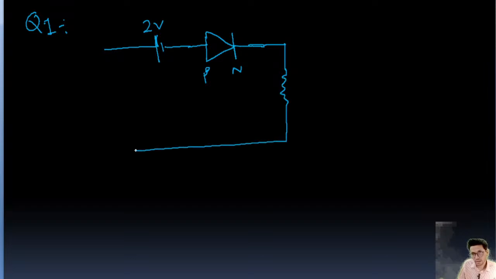This is the voltage, 2 volt. Okay, this is a 2 volt battery, and then we have a diode. This is the P part and this is the N part. This is negative, this is the positive part, right? And then we have a resistance, and because this is negative, this part is going to be negative. Okay, so this is the circuit, guys, we have. This resistance is R.